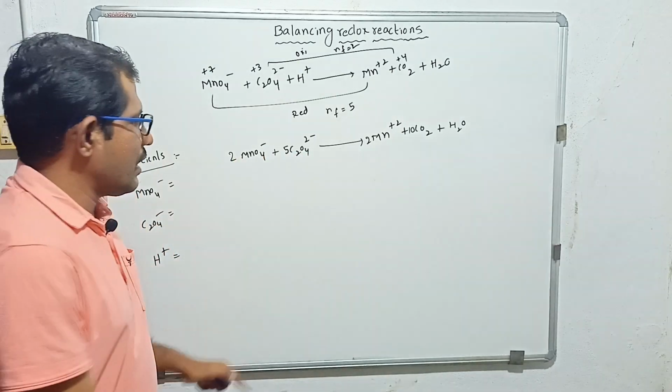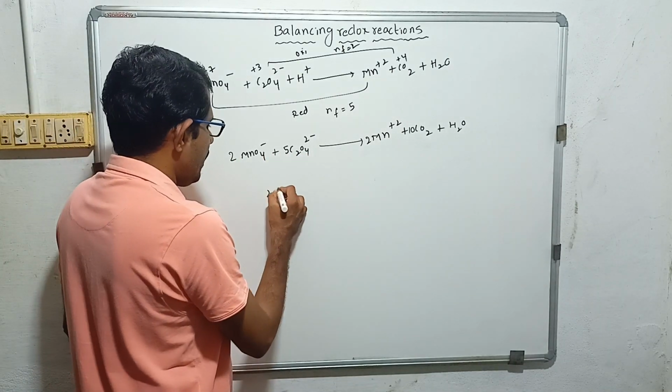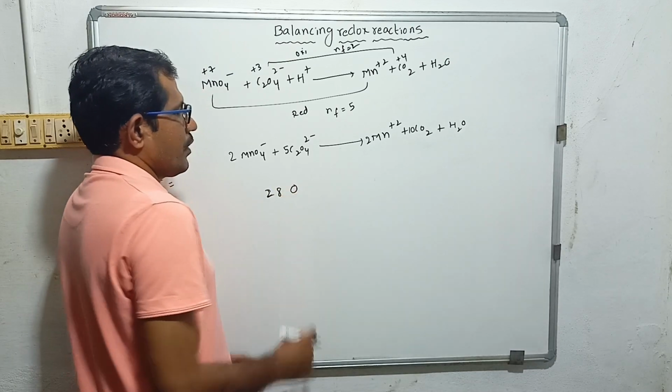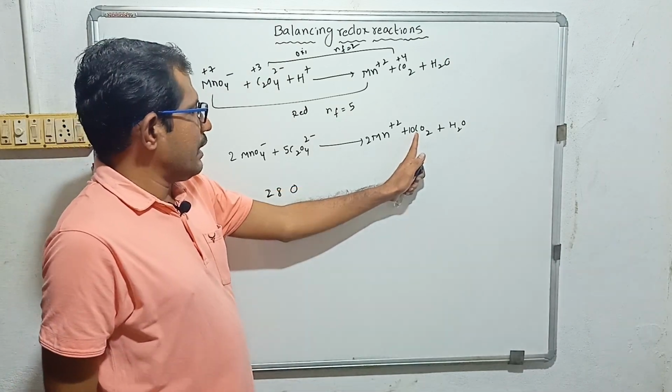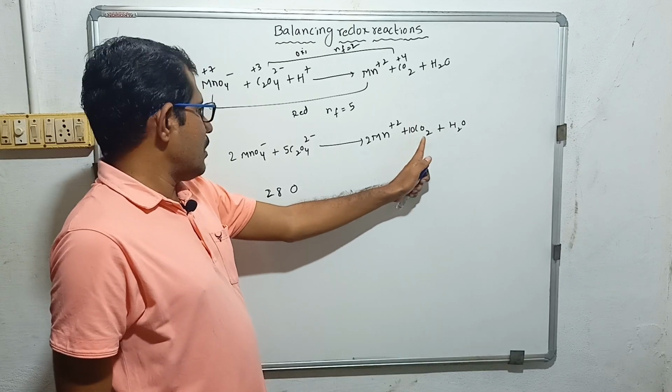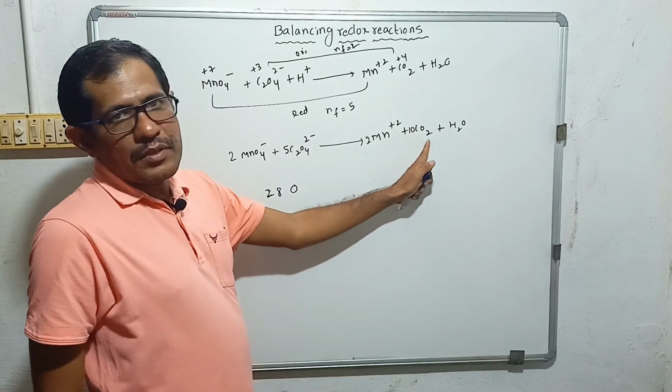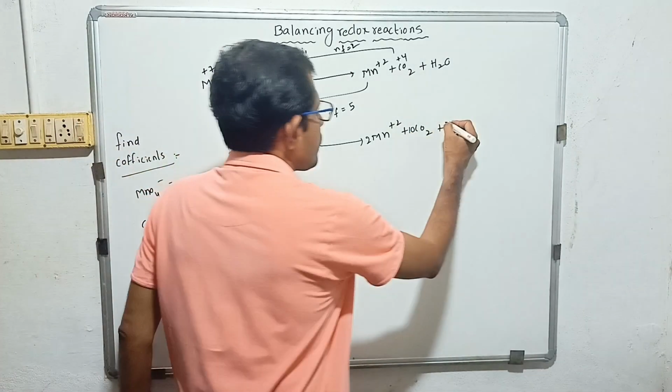Right, 4 2s are 8. 28 oxygen atoms are there. I am writing over here. If you check here, 20 oxygen atoms are there. Still I need 8 more oxygen atoms, so I put 8 over here.